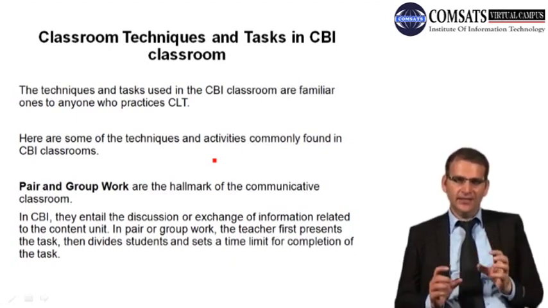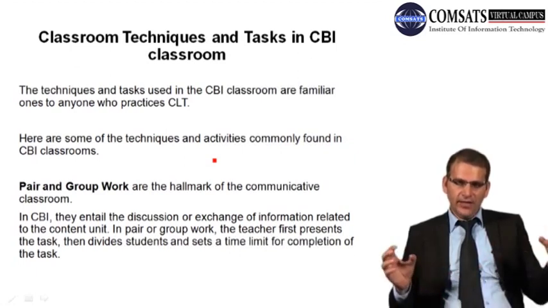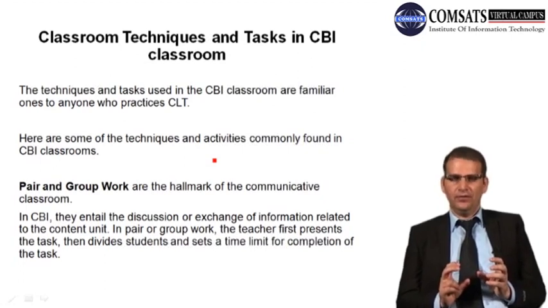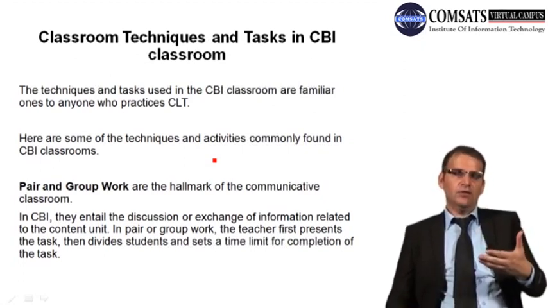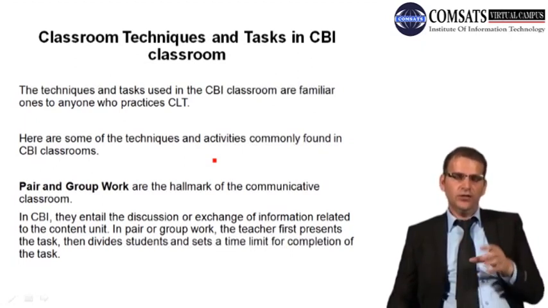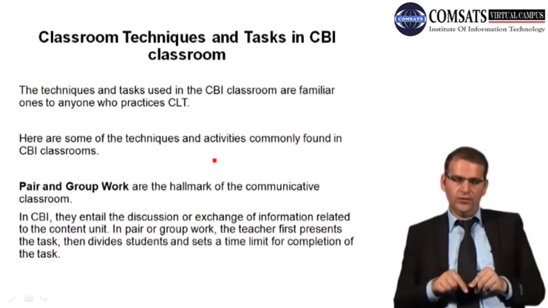So the difference is that here, we bring the attention of the learners to the content of that unit, whatever part of that lesson we are talking about. So your pair work or the group work revolves around that.